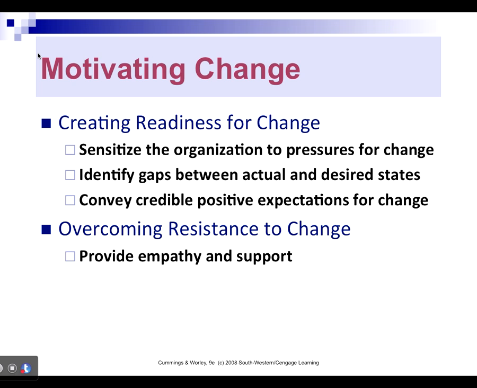But in terms of managing, one of the first things we want to do is provide empathy and support. Empathy refers to perspective taking, right? Can you put yourself in the shoes of the person who's being resistant? Understanding the situation as they view it, in terms of the kind of fears and concerns and anxieties that that potential change might provide for them. And then providing support for that, right?